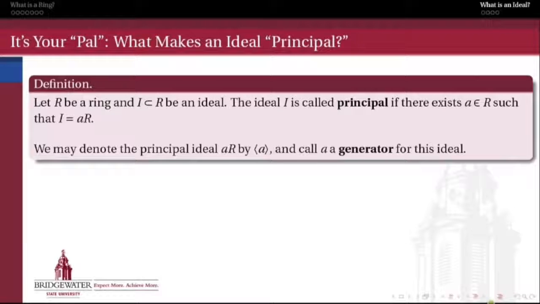One of the most important ways of generating an ideal is by picking a so-called generator, and this is completely analogous to how you generate a cyclic subgroup in group theory. Any ideal which is generated by a single element from the ring is called a principal ideal. So this is the ring analog to what a cyclic subgroup is. And when this is the case, we denote the principal ideal in the same way we denoted a cyclic subgroup, just by using angle brackets around the element which we call its generator.